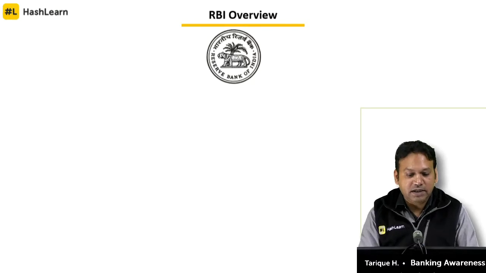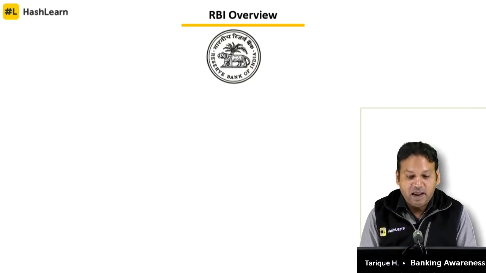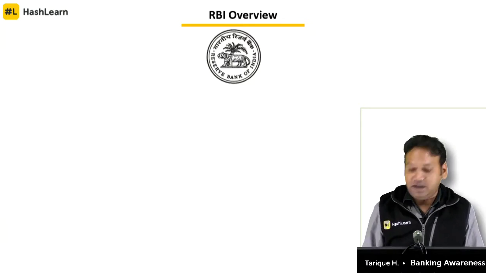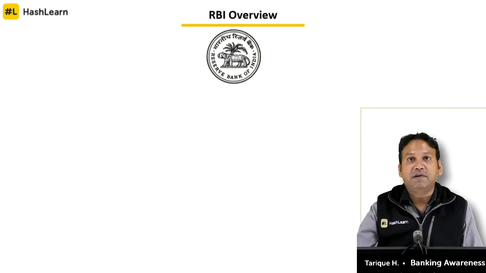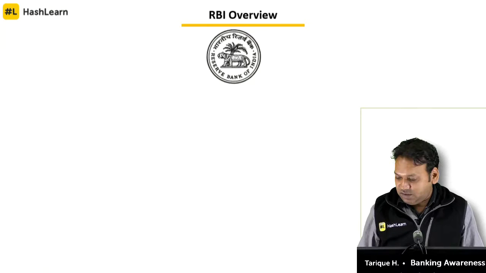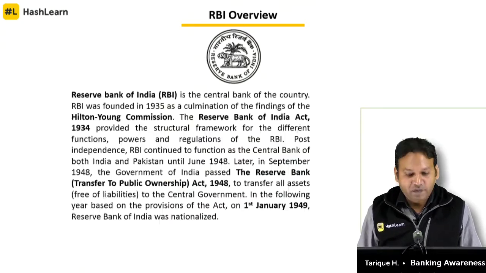As you can see, the symbol of RBI is on the screen. It contains a tiger and a palm tree, so that can also come as a question. What is in the symbol or seal of RBI? There's a tiger and a palm tree that you can see very clearly. Now let's look at a brief overview of RBI.